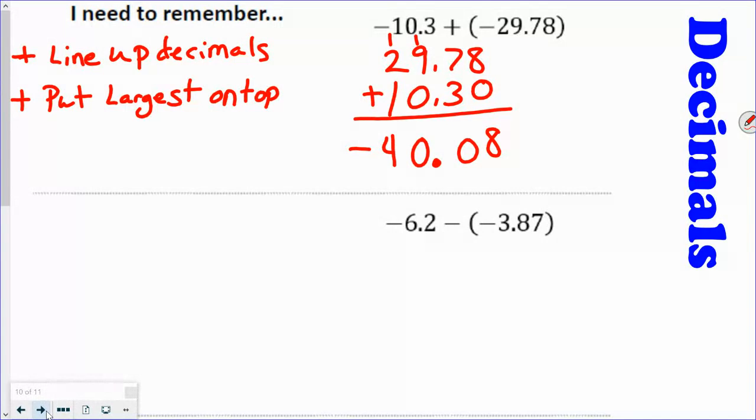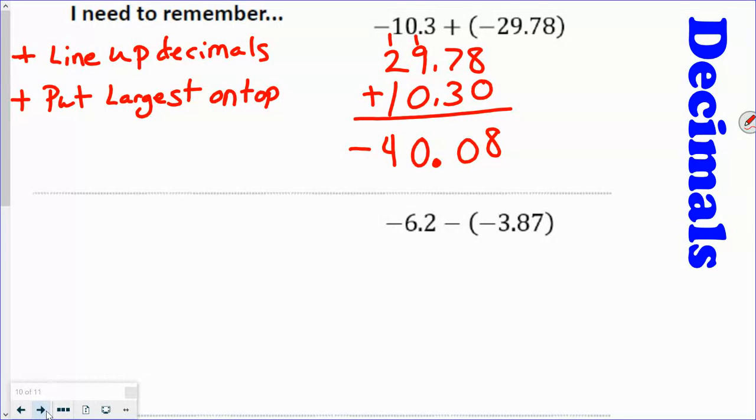If we think of these two amounts as money, if you borrowed $10.30 one day, then you borrowed $29.78 another day, you owe the person you borrowed money from $40.08. Remember, if you owe money, that is a negative answer.